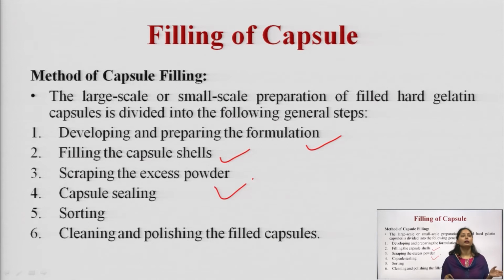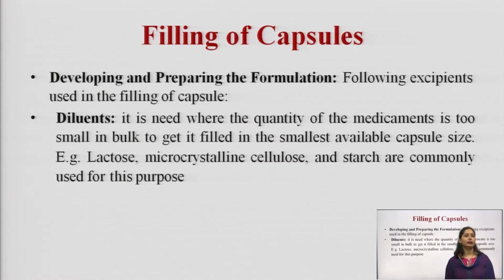After filling, the capsule should be sealed, that is, the cap and the body portion of the capsule should be joined. Then finally, sorting is done. Sorting is a procedure where we remove the underweight, overweight or defective capsules. Then finally, cleaning and polishing the filled capsules, and after that the capsules are stored or packed. So, the first step is developing and preparing the formulation.